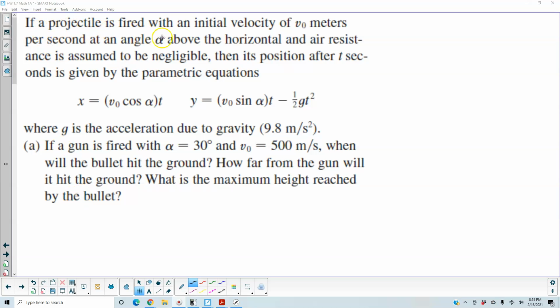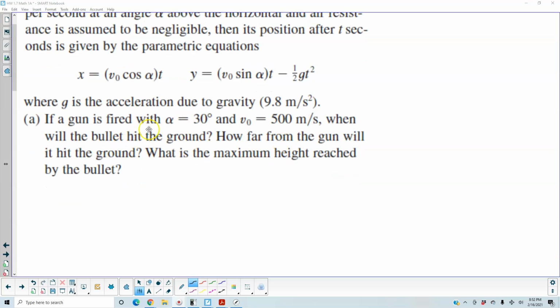If a projectile is fired with an initial velocity of v subscript 0 meters per second at an angle alpha above the horizontal and air resistance is assumed to be negligible, then its position after t seconds is given by the parametric equations, where x is equal to the velocity v subscript 0 times the cosine of alpha t, and y is equal to the velocity times the sine of alpha t minus 1/2 times gt squared, where g represents the acceleration due to gravity at 9.8 meters per second squared.